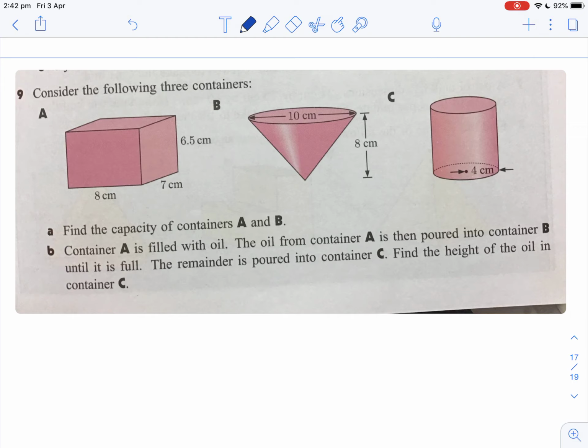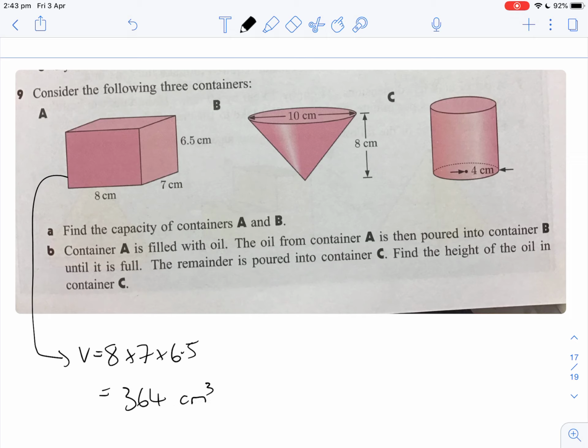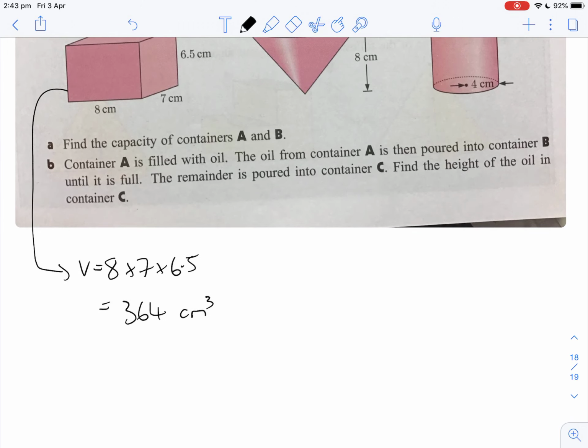Okay, so let's quickly do these ones. If I was doing that first object, to first get the volume I'd be going 8 times 7 times 6.5. That's going to give me my volume, and that would give me an answer here of 364. That was in centimetres, so centimetres to the power of 3. Every centimetre cubed is also a millilitre, so that would mean my answer is 364 millilitres.